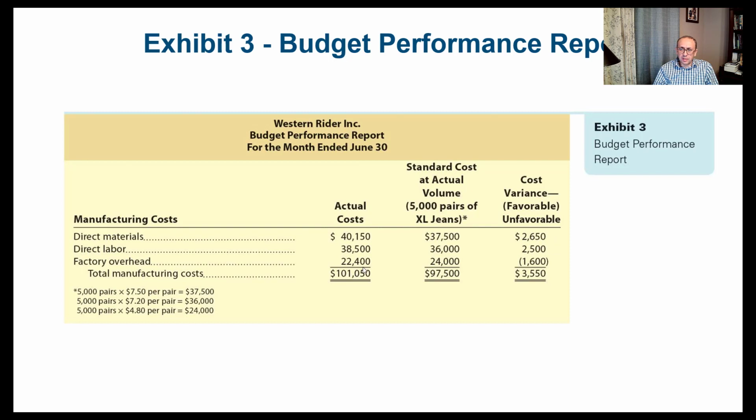For direct labor, it was 38,500. That's the actual cost. The standard cost based on the actual volume is $36,000. So actually, again, we spent $2,500 more. That's another unfavorable situation. And then finally, we have the factory overhead.